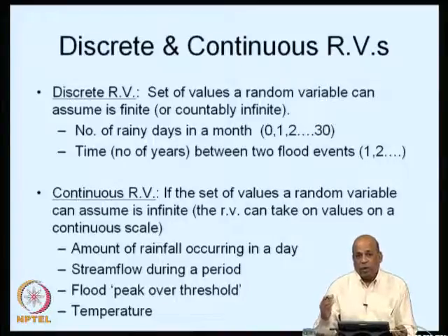So, even if you know the range, let us say you know that the rainfall may be between 10 millimeters to let us say 30 millimeters or something, the number of values that it can take is on the line joining 10 and 30 on a real scale. So, it can virtually assume infinite number of values, and so can stream flow during a period, flood peak over a particular threshold, temperature and so on. So, most of the variables where we are dealing with amounts or the quantities in hydrology, they all become continuous random variables.